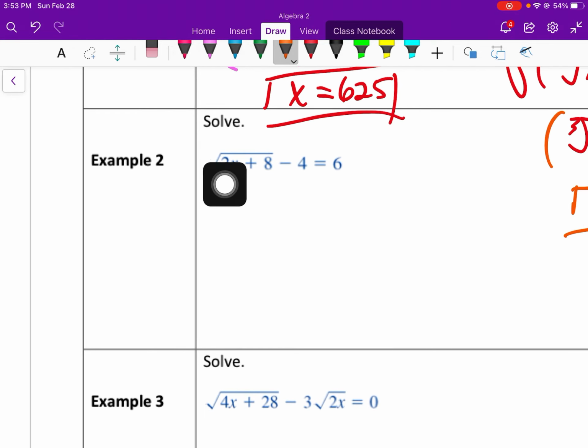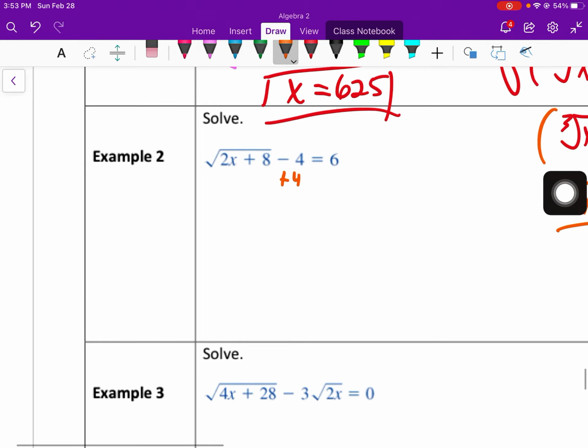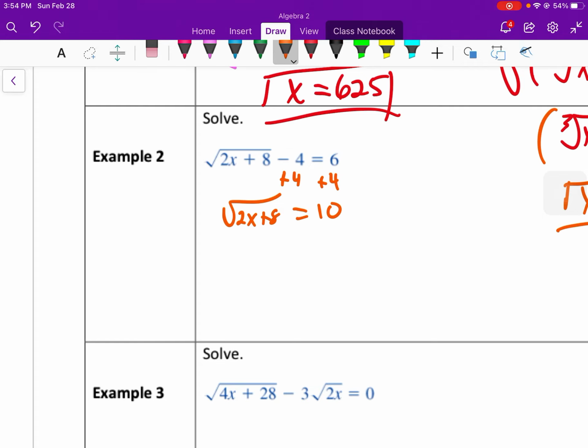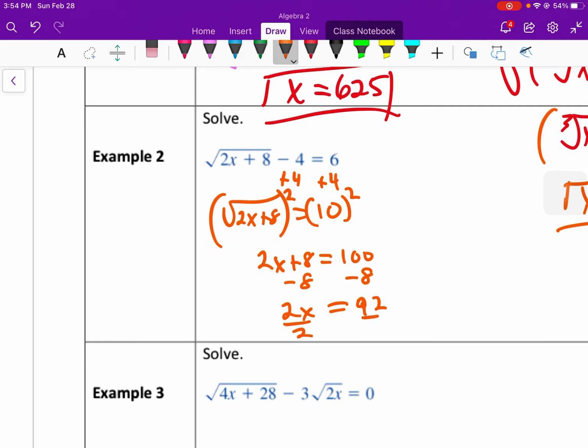Again, we're going to want to isolate. So start by adding 4 to both sides. So the square root of 2x plus 8 equals 10. The inverse operation of square root is to square both sides. So we have 2x plus 8 equals 100. Keep going with our inverse operations. So then we have 92. Divide both sides by 2. So x equals 46.